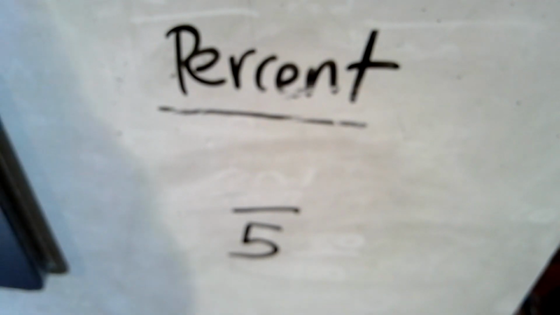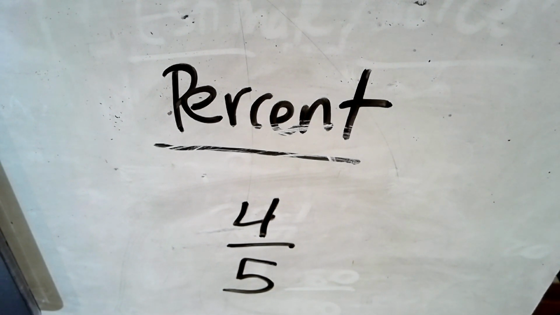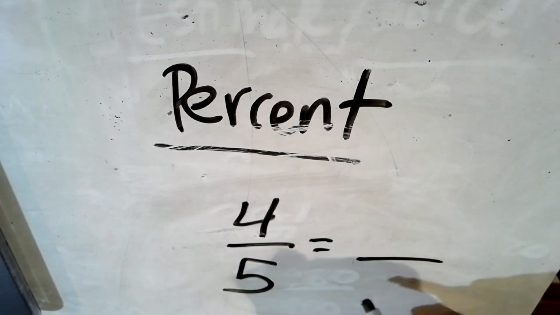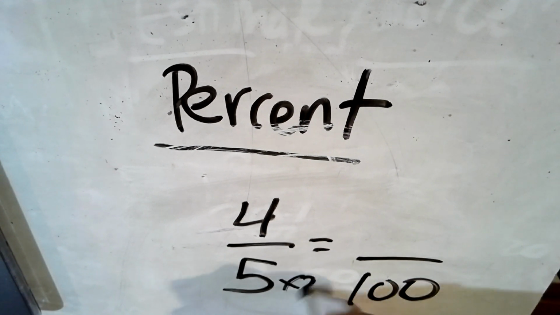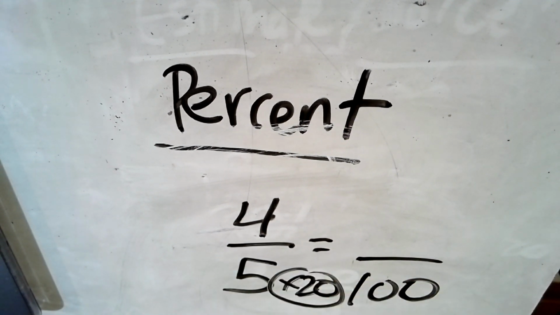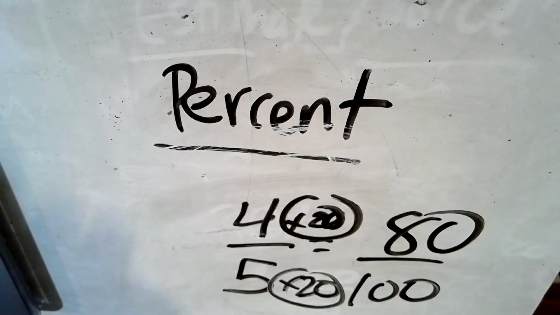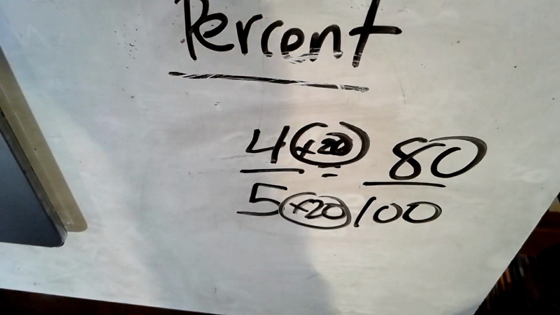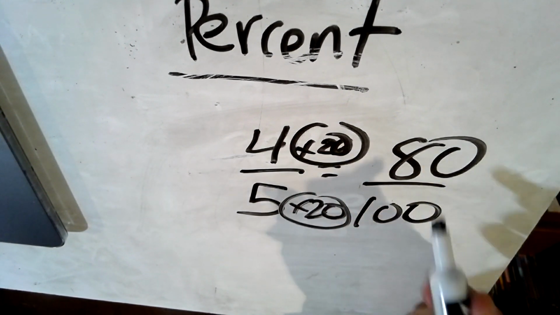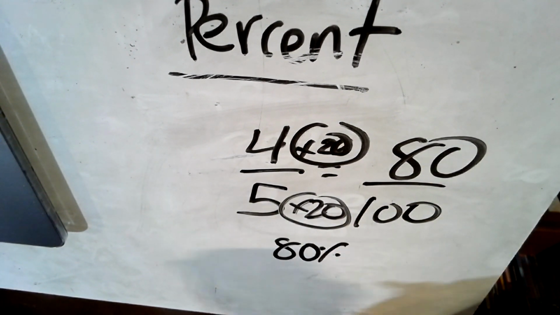But not all tests are out of 100 questions, right? For example, you might have a 5-question quiz and you still will get a percentage grade on it. Let's say you get 4 out of 5. Well, we know that 5 times 20 is 100, and to make it equivalent, 4 times 20 is 80. So 4 out of 5 is equivalent to 80 out of 100. 80 out of 100 is 80%.